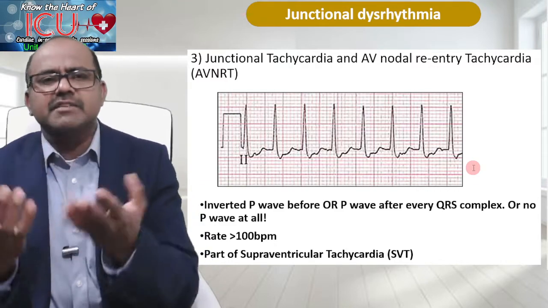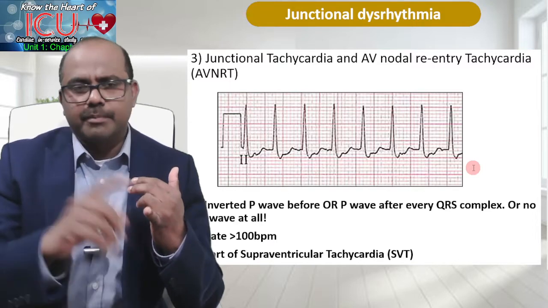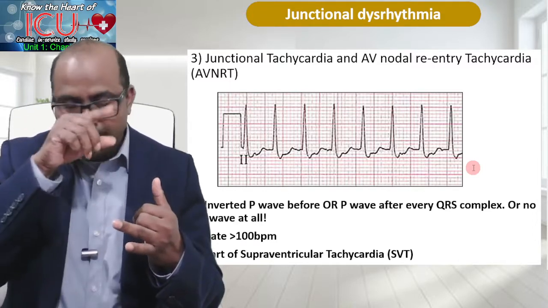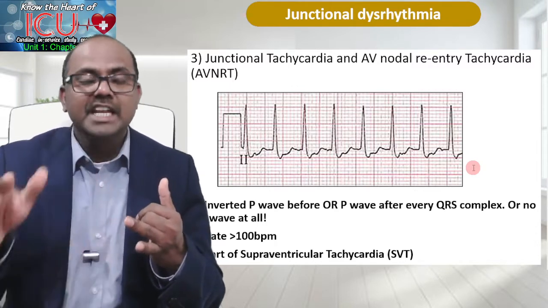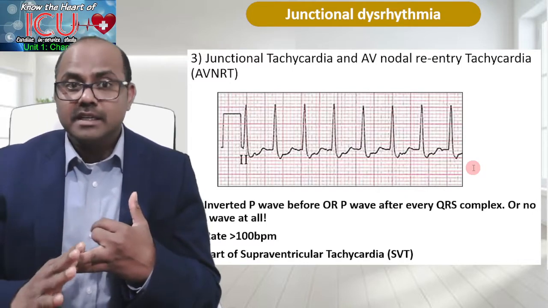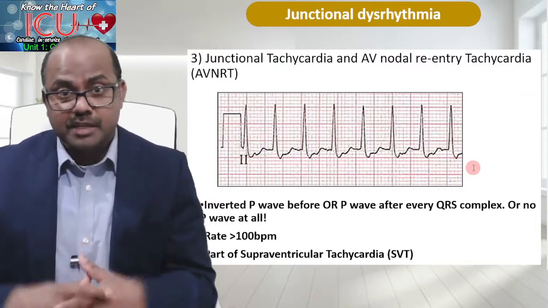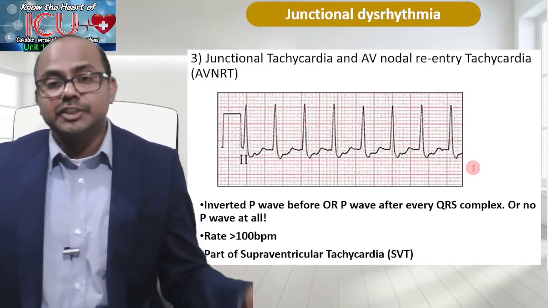So straight away you will know it's not a sinus rhythm. If it's sinus tachy, the P wave will be upright. If it's an atrial tachy, the P wave will be upright. And if it is junctional tachy, there won't be any P wave, or if there is a P wave, it will be inverted, before or after the QRS. And it's definitely not ventricular because ventricular beats will be wide and bizarre. So we can go 100% sure it's a junctional rhythm.